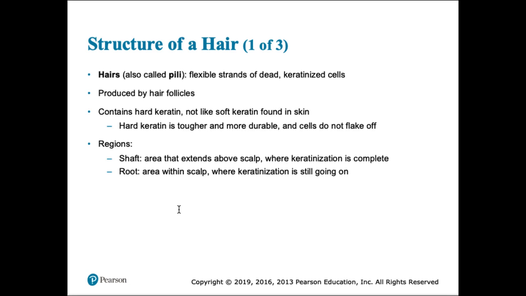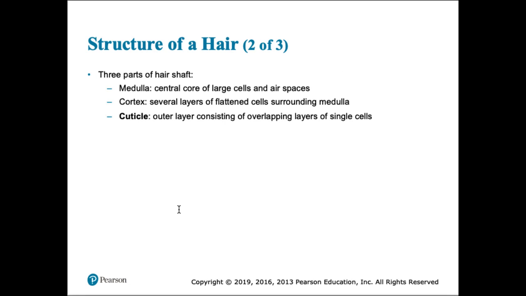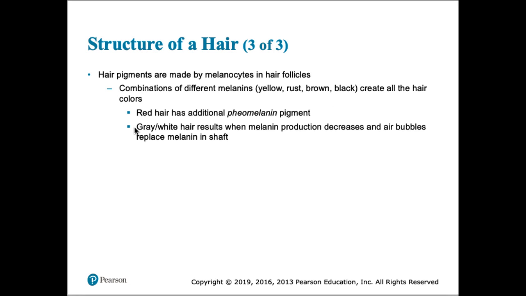There are regions of that hair, the shaft and the root. The shaft extends above the scalp, and its keratinization is complete. And the root is within the scalp, and keratinization, that stiffening up, that hardening, getting tougher, is still actually going on. There are three parts of the hair shaft: the medulla, the cortex, and the cuticle. The medulla is the central core of large cells and air spaces. And then there's the cortex, several flattened layers surrounding the medulla. And then the cuticle, the outer layer consisting of overlapping layers of single cells.